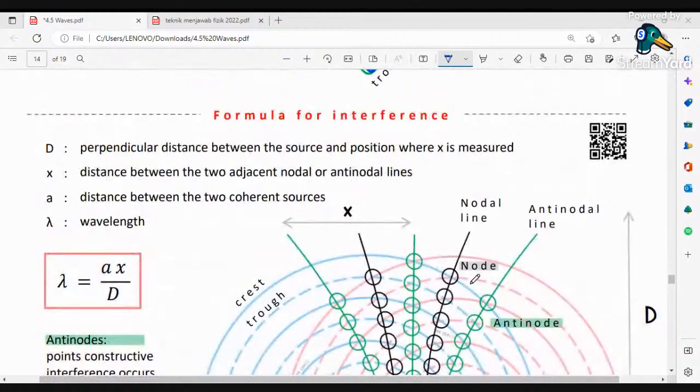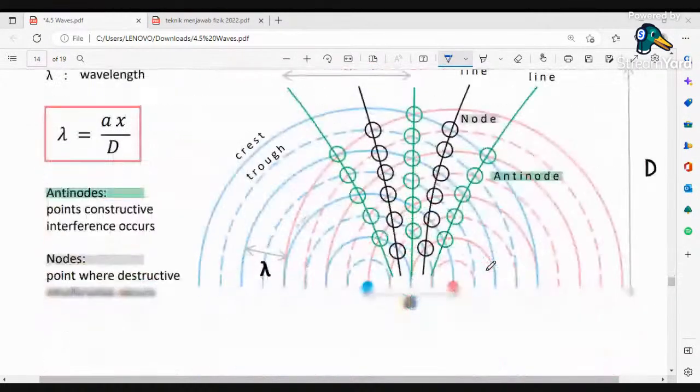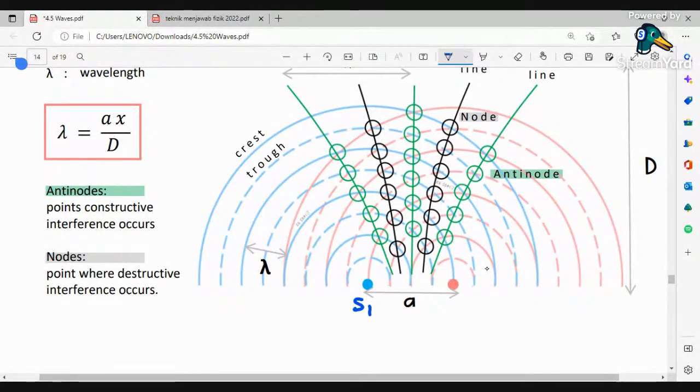Okay, let's look at the pattern of interference. We have S1 and S2, coherent sources. If we have a ripple tank, meaning we put a vibrator, parallel one, and then attach two dippers with the same motor connected to the same power supply, the frequency of waves produced by these two dippers is the same. So this one is S1, S2. When they vibrate up and down, they will produce this pattern.